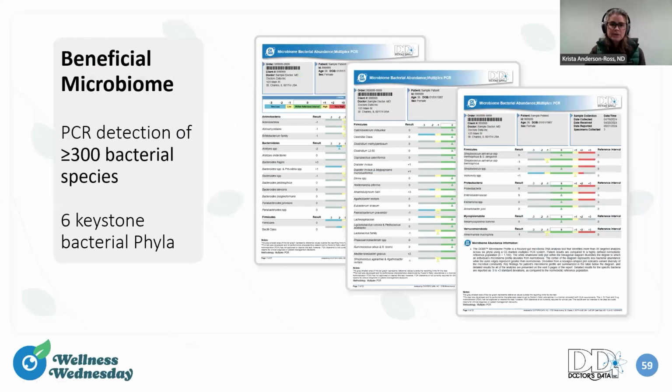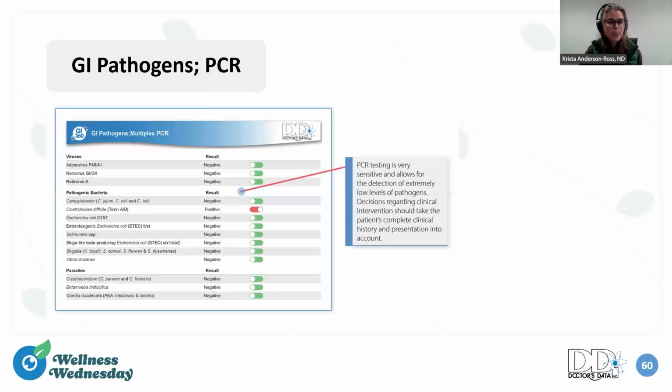The microbiome bacterial abundance section shows the beneficial organisms detected by PCR, over 300 species across 6 major phyla. It gives you a baseline sense of microbial diversity and abundance and or pathology.